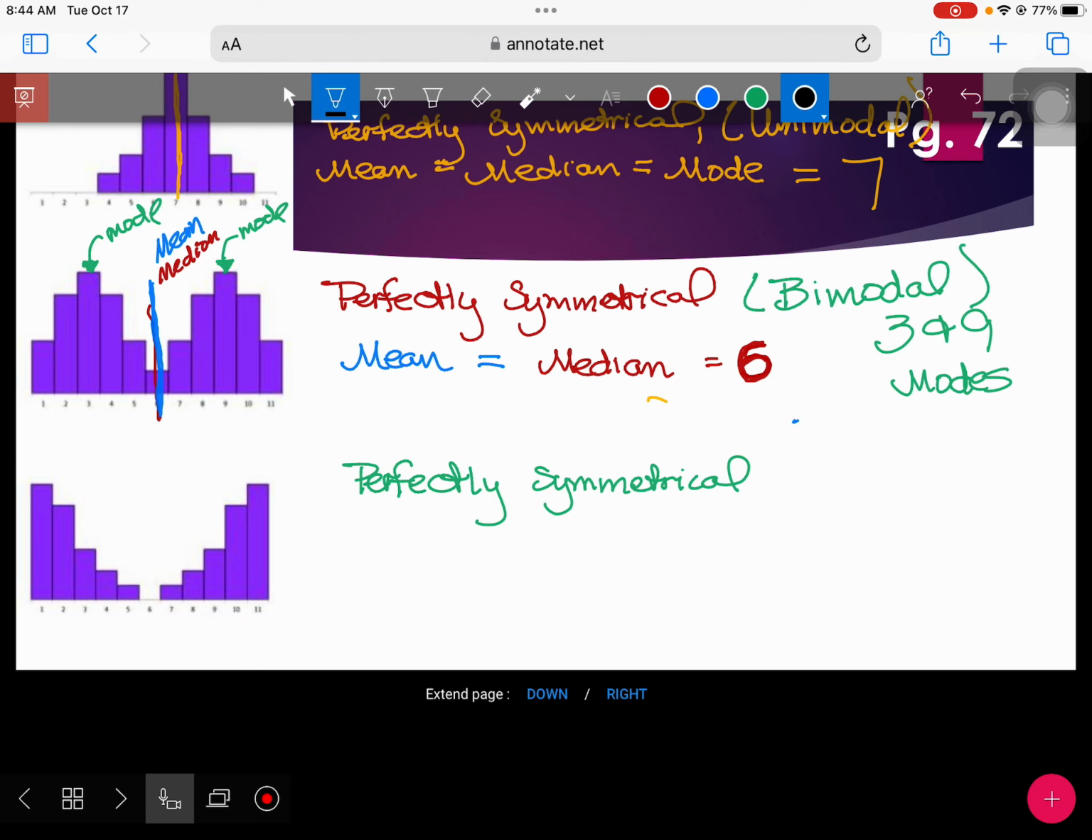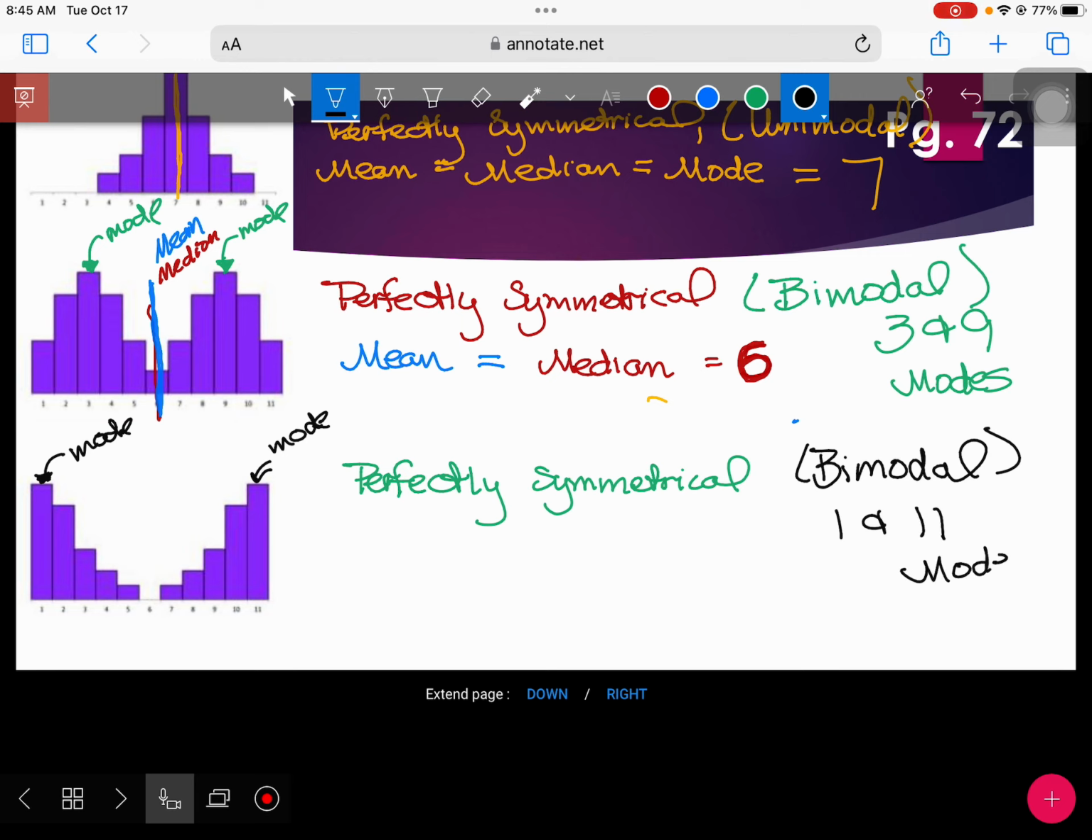How many modes do I have? Zero modes. I don't have any values that occur more than any other. What do you think, Marcellus? 2. Yeah, it's bimodal. And what are those modes? 1 and 11. Yes. So here's a mode. Here's a mode. 1 and 11.